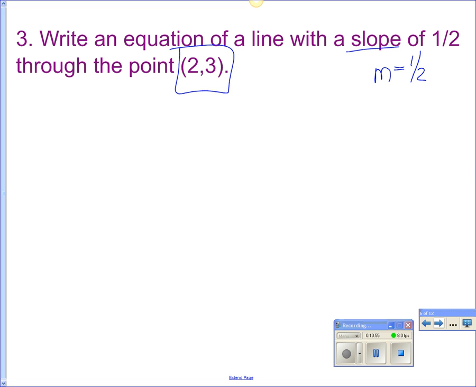Dylan, what formula are we using for a line? Y equals mx plus b. Good, Dylan. All right, Ethan G, what's going to go in for y? Good, so we'll label that. So y is 3. Joey, what's going in for m? Good, 1/2 goes in for m. And Daniel, what goes in for x? Plus b.